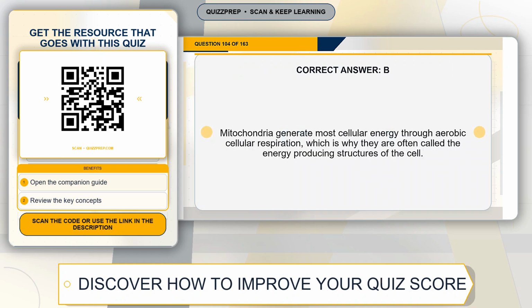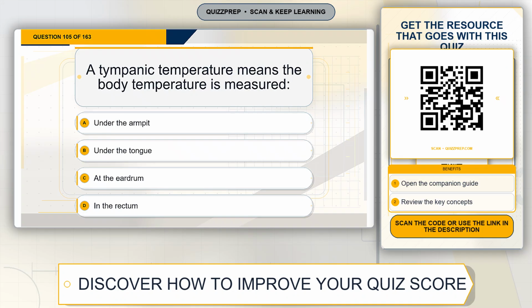Explanation. Mitochondria generate most cellular energy through aerobic cellular respiration, which is why they are often called the energy-producing structures of the cell. Question 105.